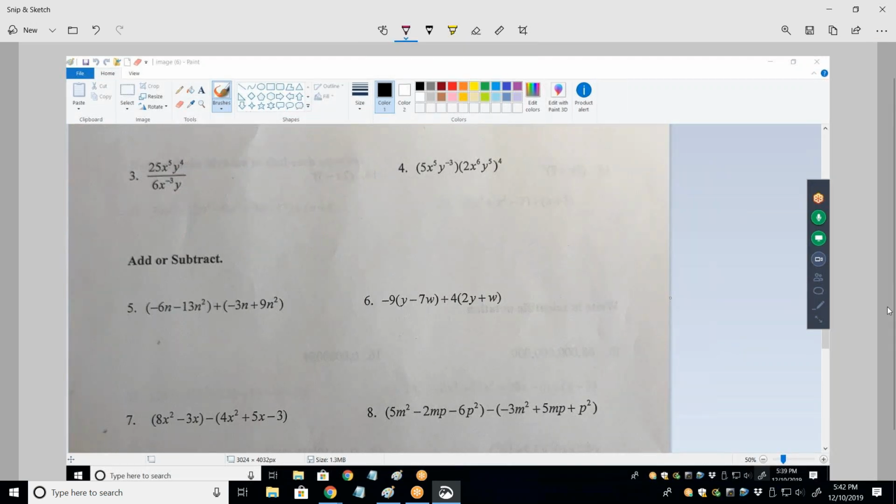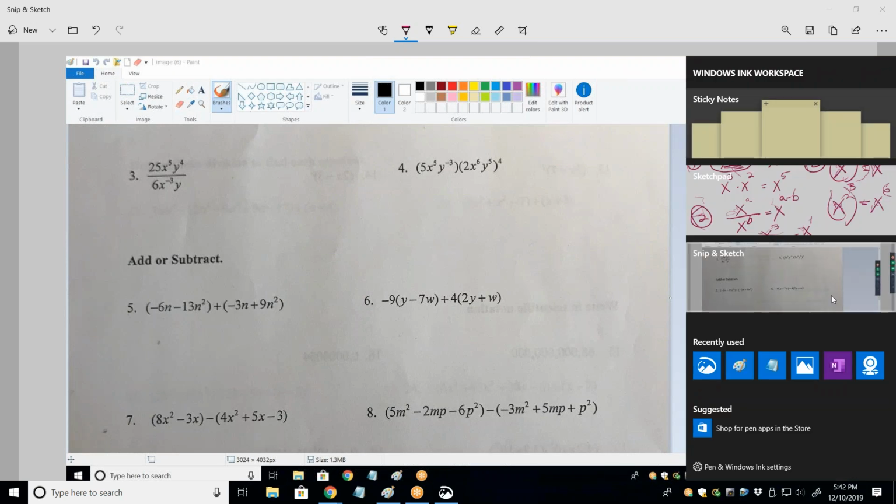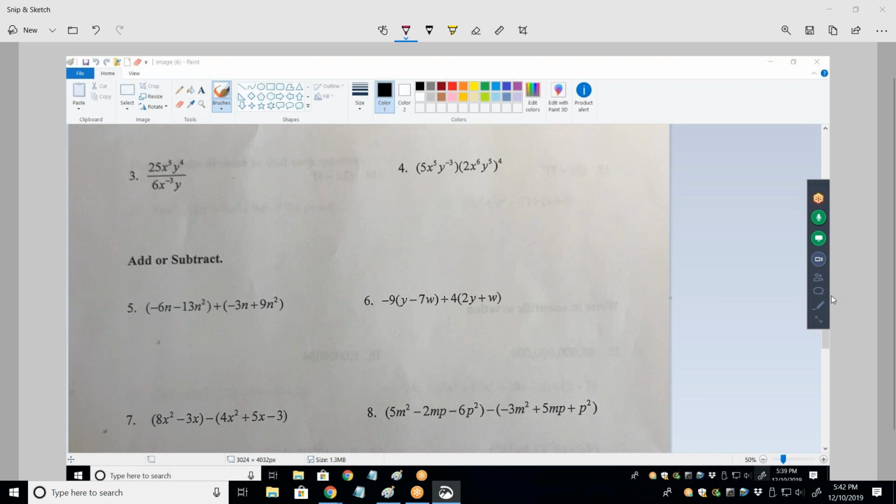How about number 4? Do the numbers first. Always the numbers first. 7x. What's the numbers? What's 5 times 2?